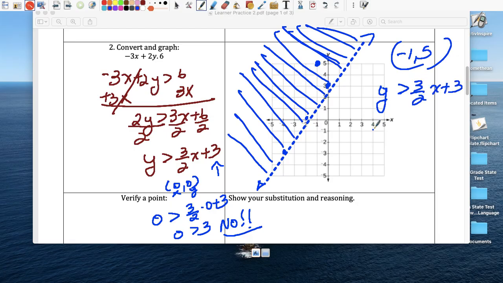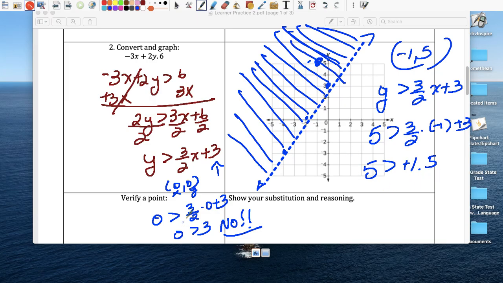Here's my inequality. So y is equal to 5, and 5 is greater than 3 over 2 times -1 plus 3. 3 over 2 is the same thing as 1.5, right? So that's -1.5 plus 3, which is 1.5. Sorry, positive. Is 5 greater than that? Yes, it is.